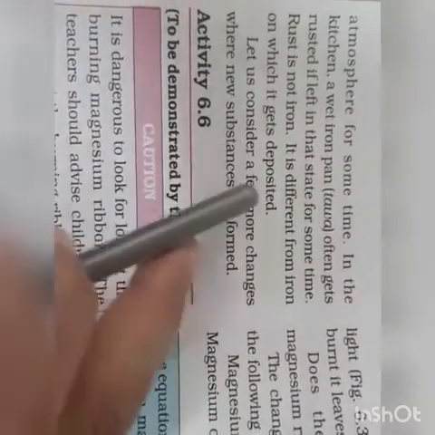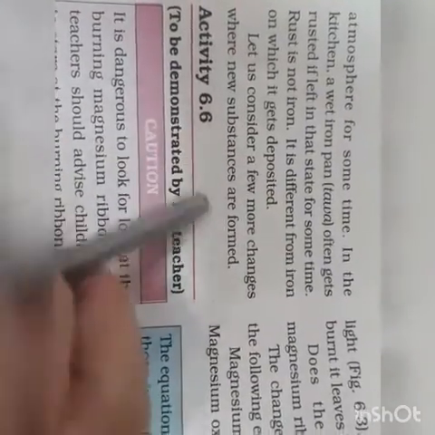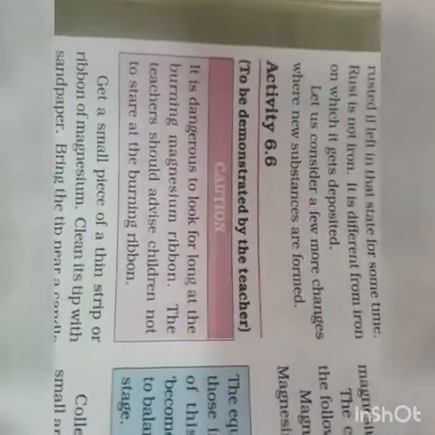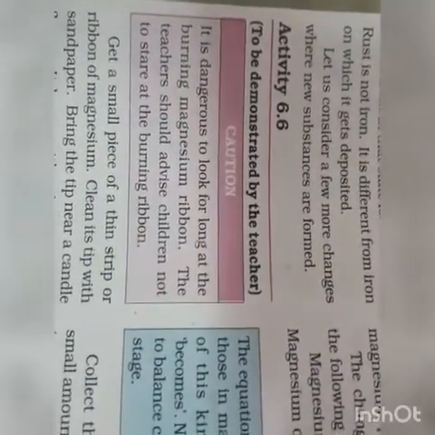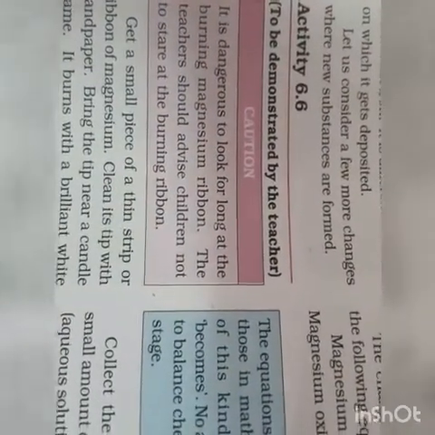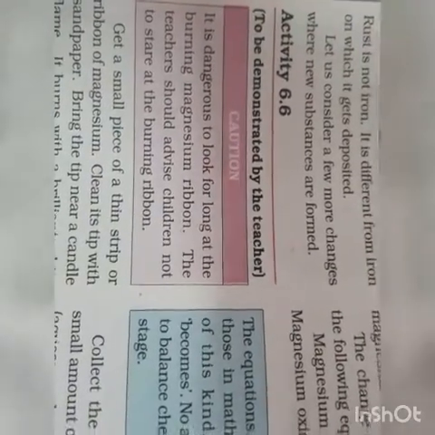on which it gets deposited. Let us consider a few more changes where new substances are formed. Now here, on the substances which are made of iron, you can see the brownish layer. That is a layer of rust that is formed, but the rust is not the substance that contains the properties of iron. It is totally different from the iron.